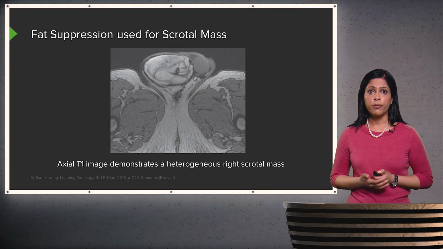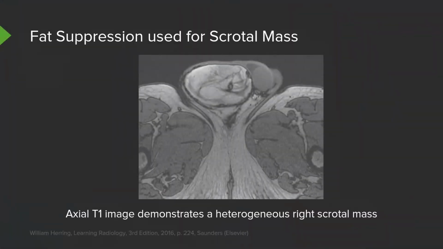This is an example of when fat suppression would be useful. So here we are looking at the pelvis, and this is the region of the scrotum. You can see a scrotal mass in this patient. This is actually an axial T1 image that demonstrates this heterogeneous scrotal mass. You can tell that this is a T1 weighted image because the subcutaneous fat here is very bright.